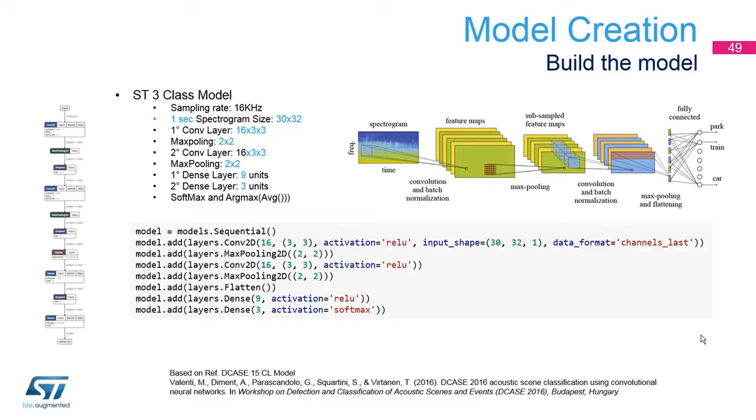For the neural network that we'll be building, it has 2 convolutional layers and 2 dense, or fully connected, layers. You can see that the input shape matches the dimension of our input features, a 30 by 32 matrix. And the output shape, the dimension of 3, matches the number of classes that we want to classify.